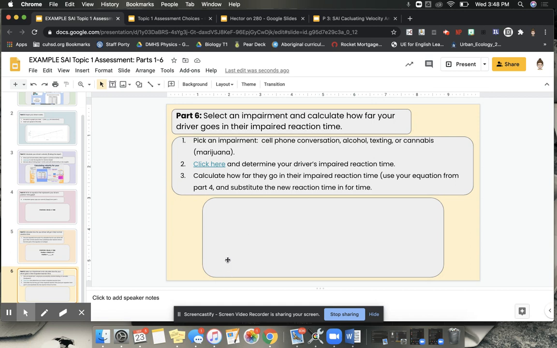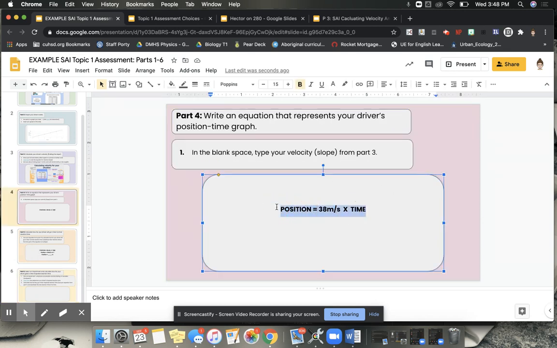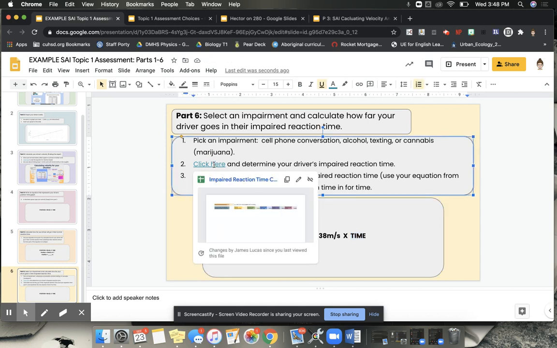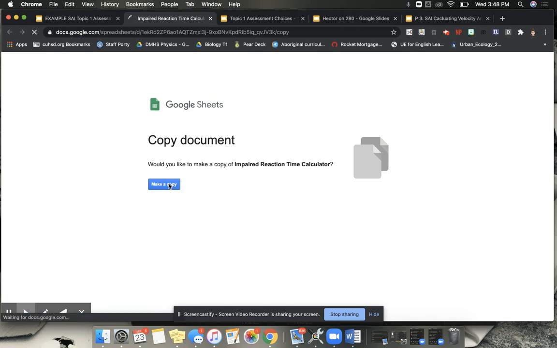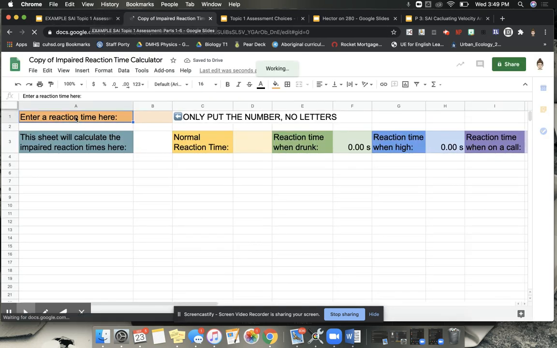Part 6 here, we're looking at what is the distance your driver is going to go in an impaired reaction time. So again, I need this really super important equation from part 4. I'm going to paste it in my work for part 6. And this time I'm going to put in the driver's impaired reaction time, which I will find by clicking here. It's going to pop up this thing to create a copy of this impaired reaction time calculator. And all you need to enter on this slide is right here in the orange.